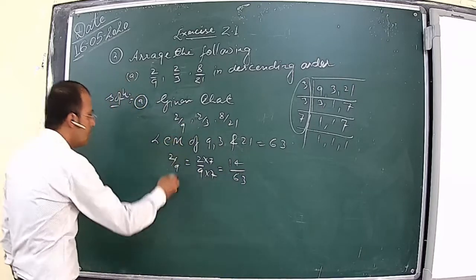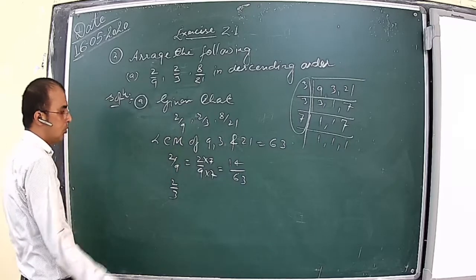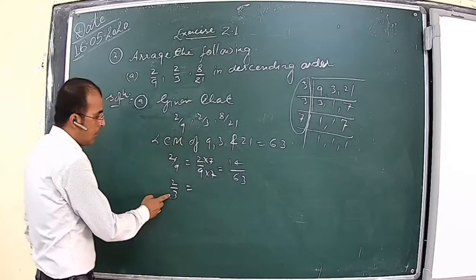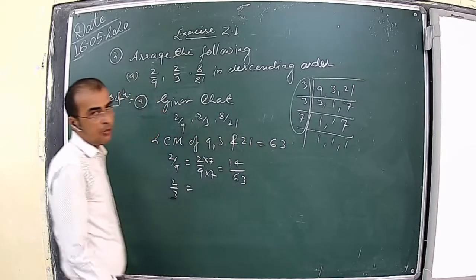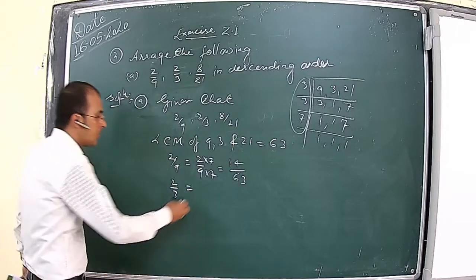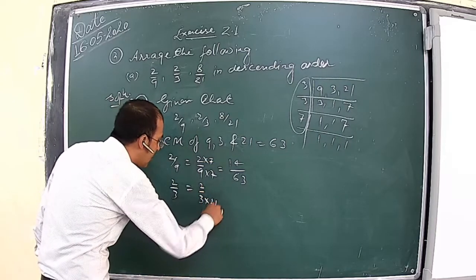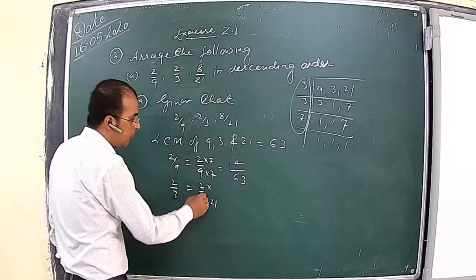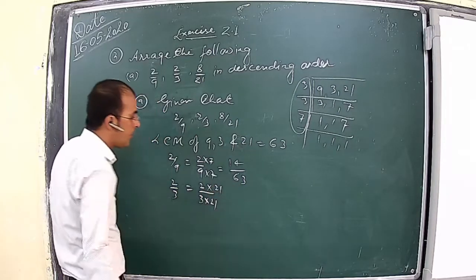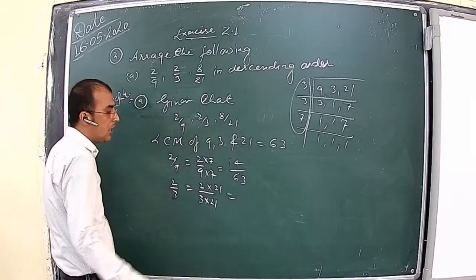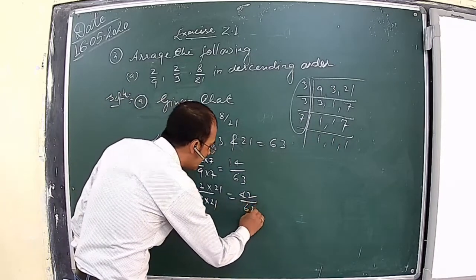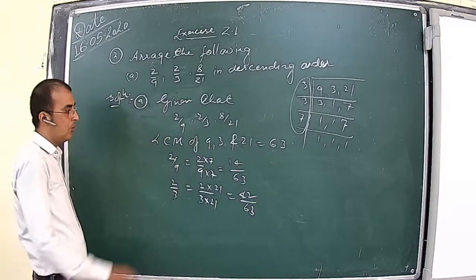Now, the second number is 2 by 3. 2 by 3 means what? How many times does 3 divide into 63? It divides 21 times. It means in the denominator you multiply by 21. So you write 2 by 3 multiplied by 21, and if you multiply the denominator, you multiply the numerator also by 21. So what do you get? 21 twos are 42 and 21 threes are 63. Is it clear?